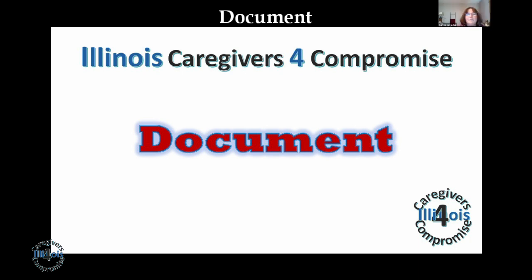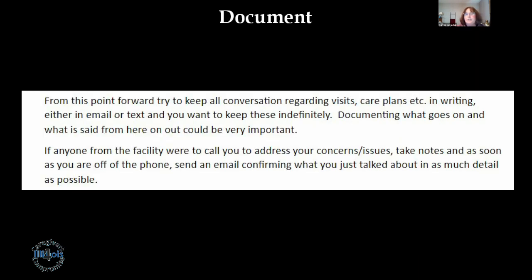One of the reasons for the email is that you want your documentation. One of the things we're finding with facilities is you send them an email and they call you because they don't want to give it to you in documentation. If a facility does that, the minute you get off the phone, email them back with, hey, per our conversation, I want to clarify that you just said this, this, this, and this. The reason they're calling is because they don't want documentation. Emails, texts, either one, so you have the documentation.